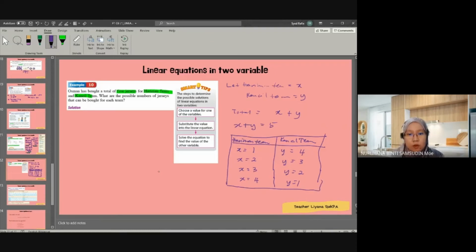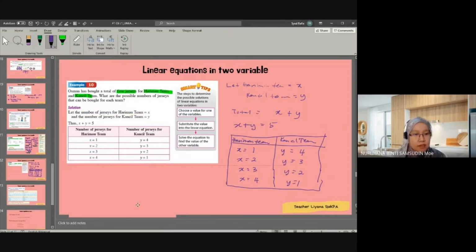Okay, can we put 5 Harimau team jersey? No, because the total is 5. If the possible answer is 5 for Harimau team, we don't have any jersey for Kancil team. Also cannot. So we must have at least 1 of each team. So this is your possible numbers of jersey that can be bought for each team. This is the same as what you have in your textbook.